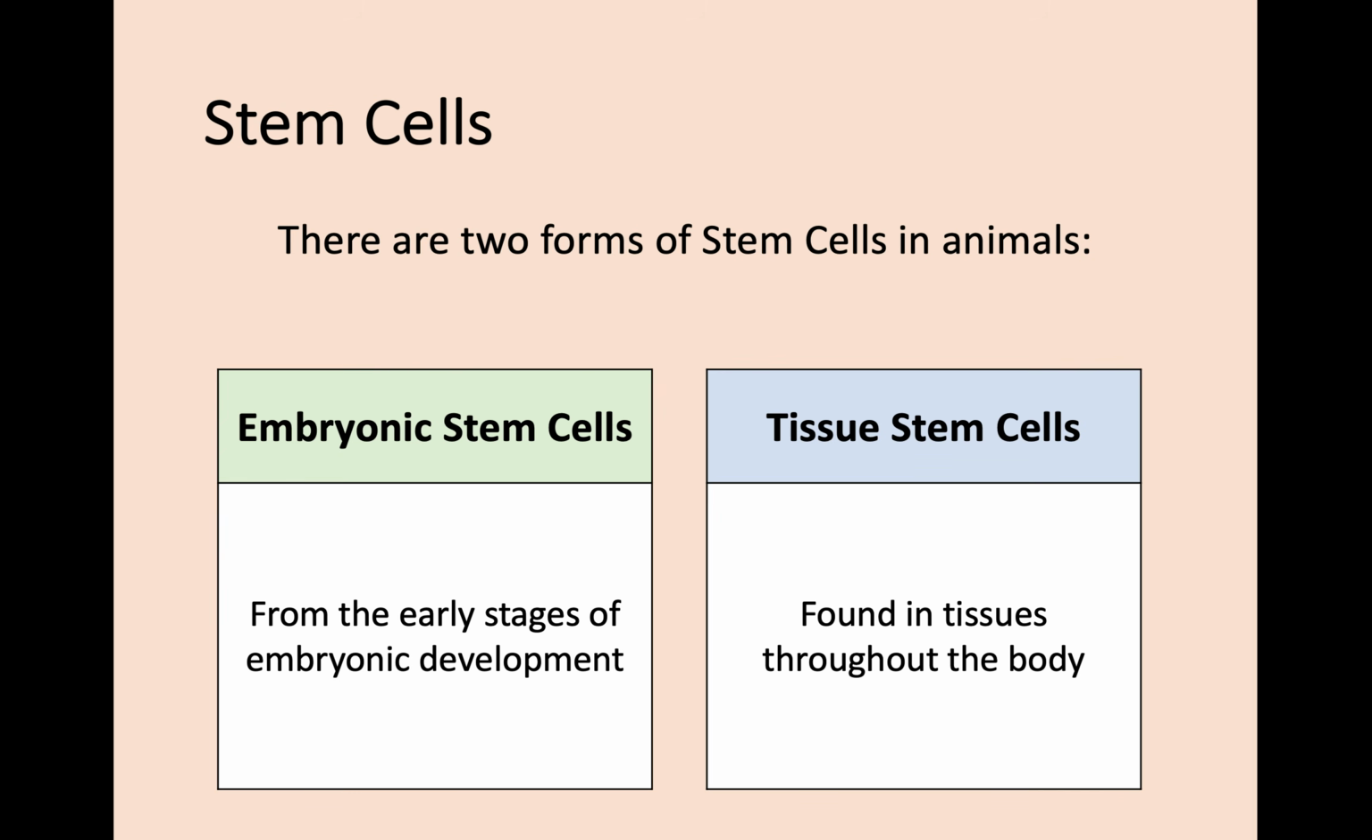However, in animals, there are two different types of stem cells, and this is what we're going to compare in a moment. Embryonic stem cells are from embryos, from the early stages of embryonic development, whereas tissue stem cells are found in tissues throughout the body. Now, there are different advantages and disadvantages to these, so we'll compare them just now.